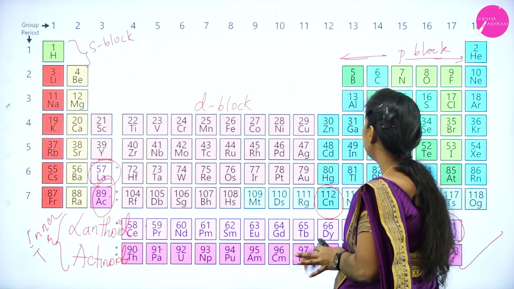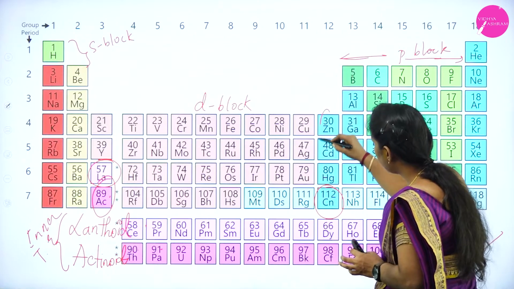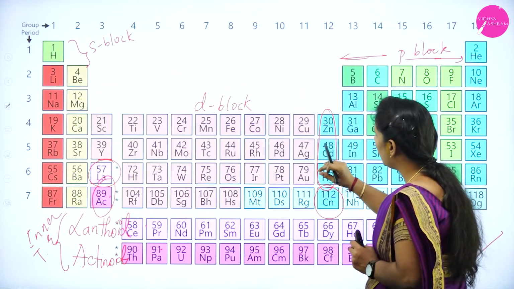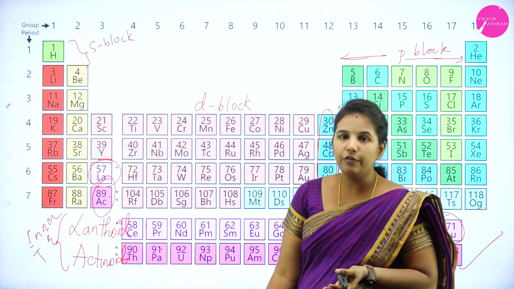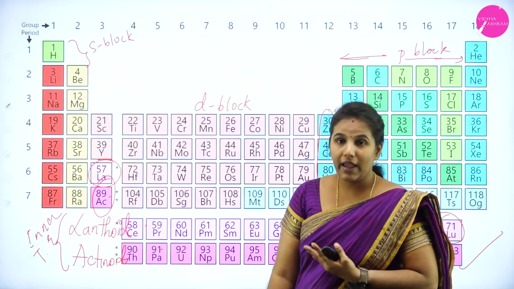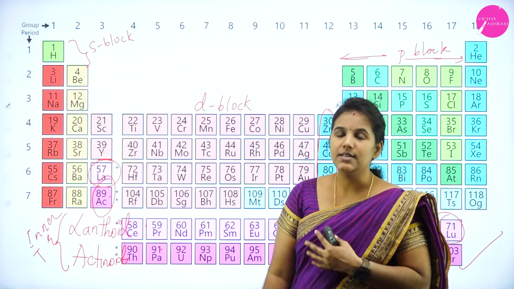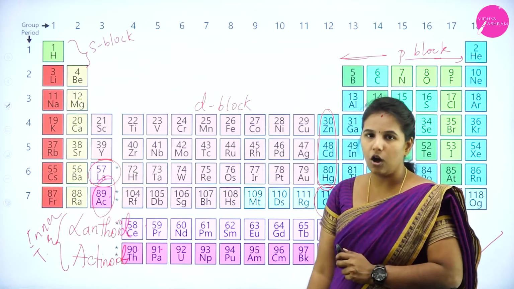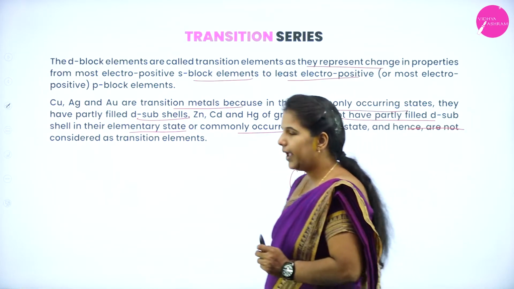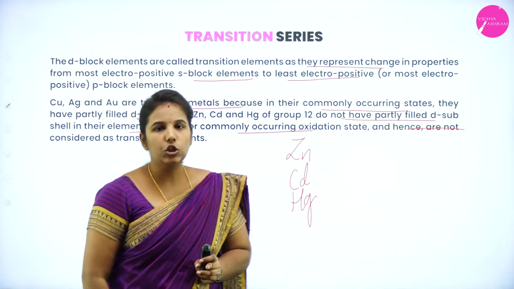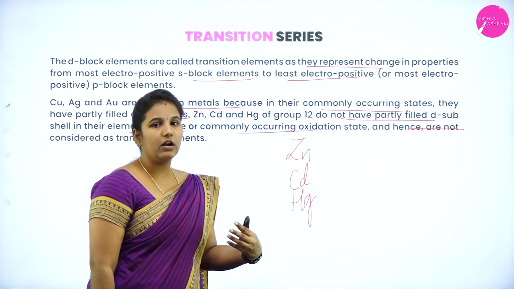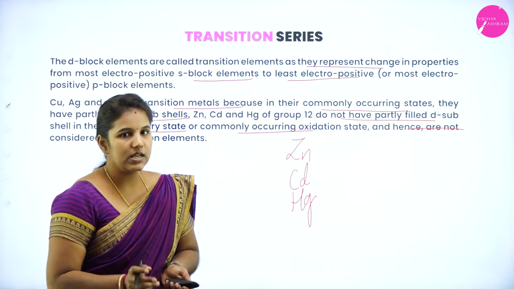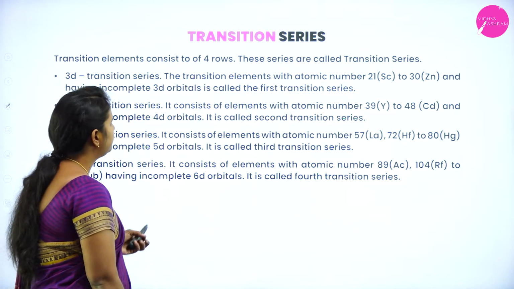Here you can see that in group 12, zinc, cadmium and mercury, even though they belong to the D block, do not have a partially filled D orbital. Hence they are not considered as transition elements, even though they are present in the D block. That is the exceptional case, because those elements do not show electrons in that D subshell. That is why they are not considered as transition elements.